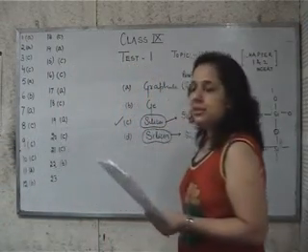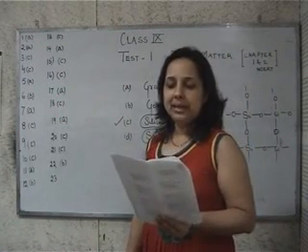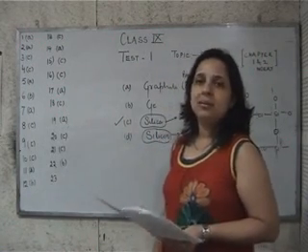23rd question. Malleable and ductile best describes a metal.